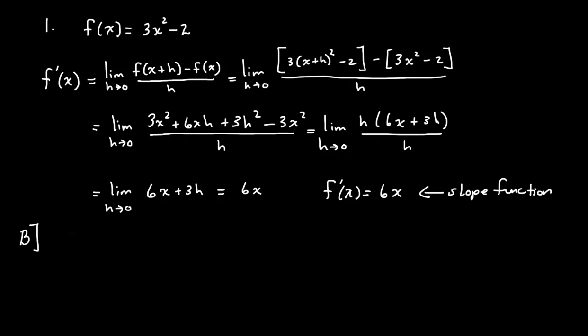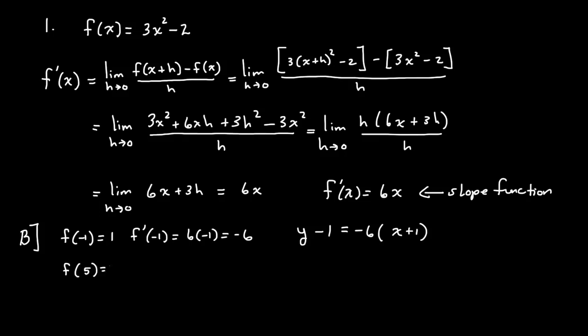In part B, when it asks for the equation of a tangent line at both x equals negative 1 and x equals 5, we're going to run through a similar process. f of negative 1 is computed to be 1, and then f prime at negative 1, well, we'll use our slope function, so 6 times negative 1, which is negative 6, and that leads to the equation y minus 1 equals negative 6 times the quantity x plus 1. Similarly, f of 5, when we're writing this equation, well, that's going to be 73. f prime at 5, we'll use the slope function, 6 times 5 equals 30, and so we have y minus 73 equals 30 times the quantity x minus 5.